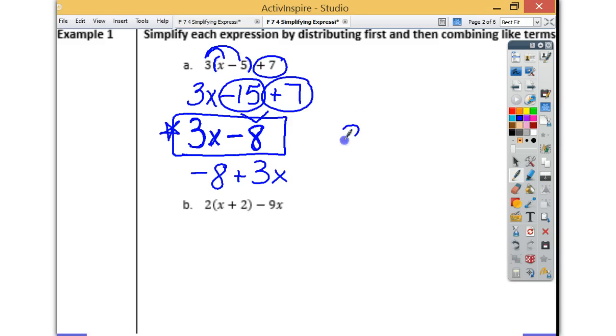Sometimes you might have two terms. Say you have 3x minus 4y plus 2. Then to write that in order, you want to have the variables first, and usually they go alphabetically.